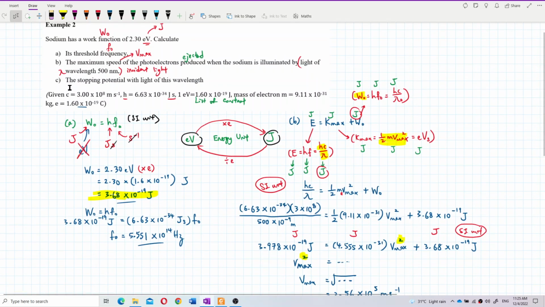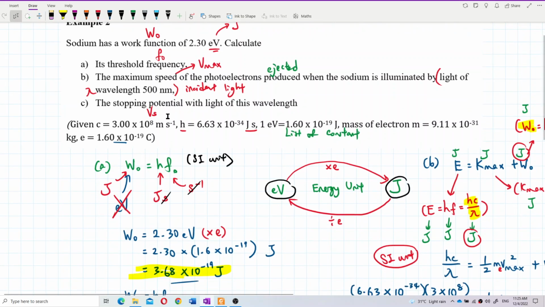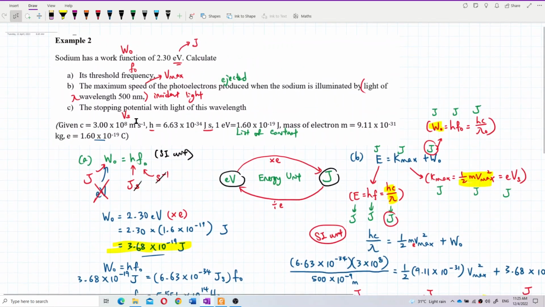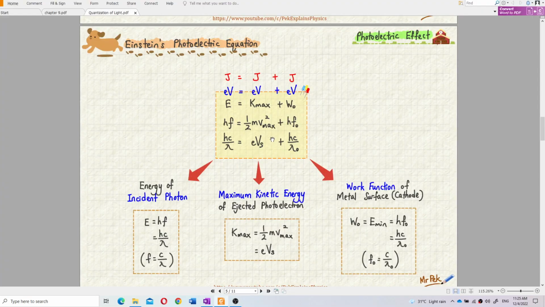Now I want to find the stopping potential with light of this wavelength. So what is the stopping potential? Stopping potential is Vs. So Vs I can find from where? From the Kmax. Understand? Just remember this one: Kmax can change to half mv max square or can change to eVs. So the stopping potential Vs you can find from Kmax.